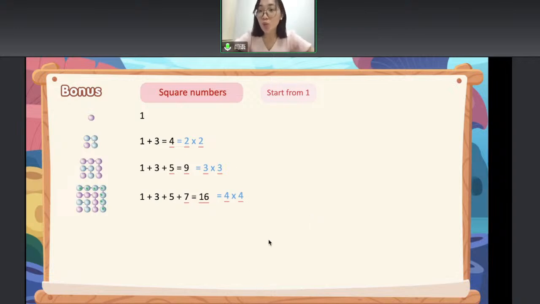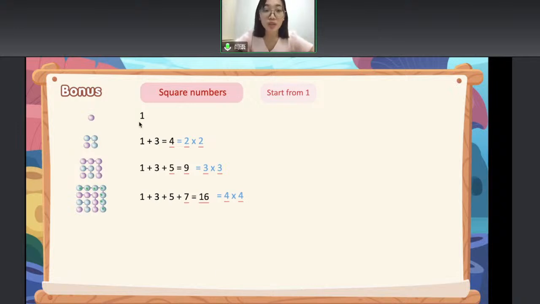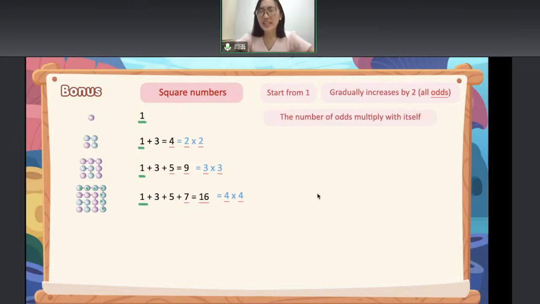And when it comes to the square number sequence, make sure that for the addition part, we need to start from 1. The first number is always 1. And then it gradually increases by 2. That is, all the numbers in the addition part are odd numbers. And what is the equation? We can turn that into multiplication, which is the number of odds multiplied with itself.